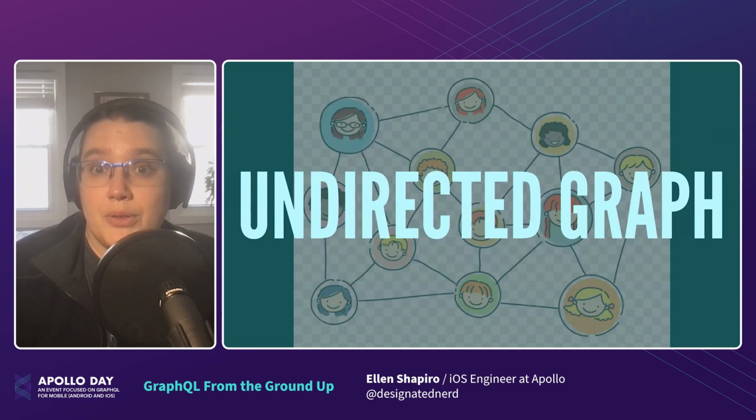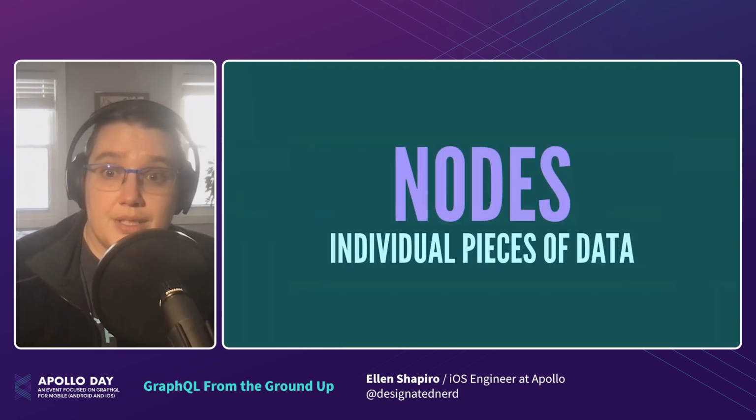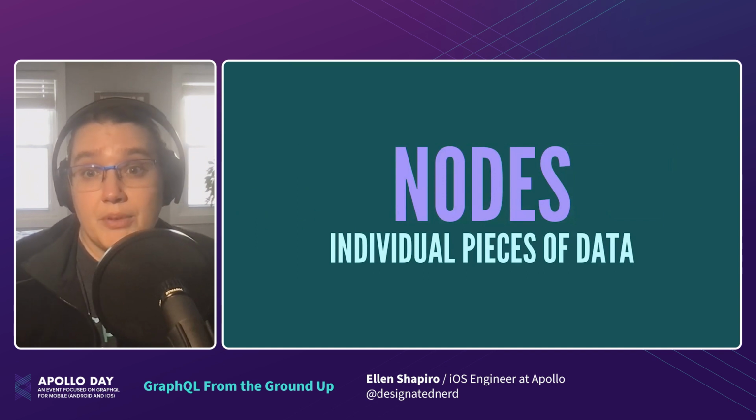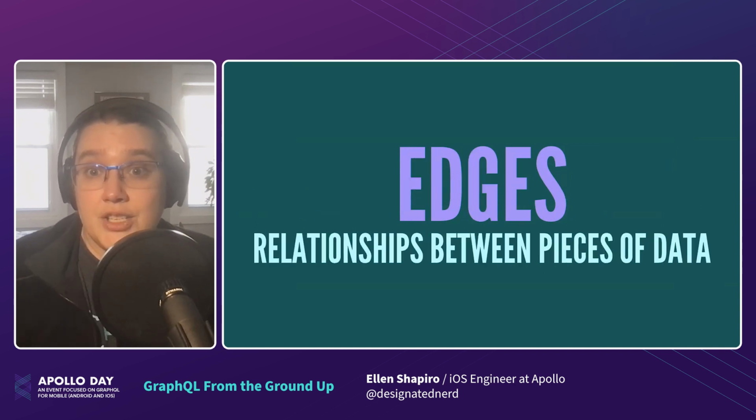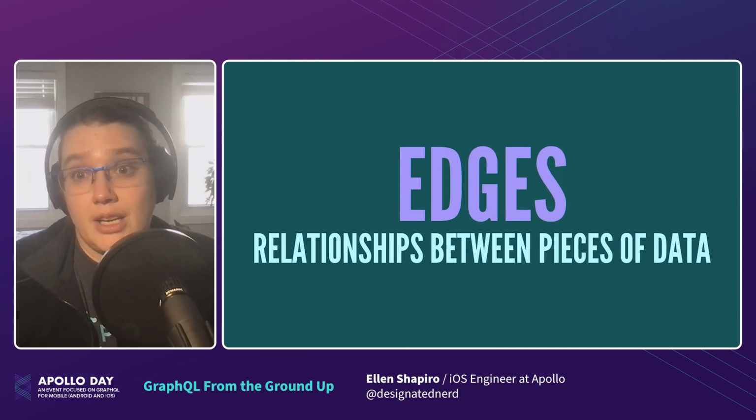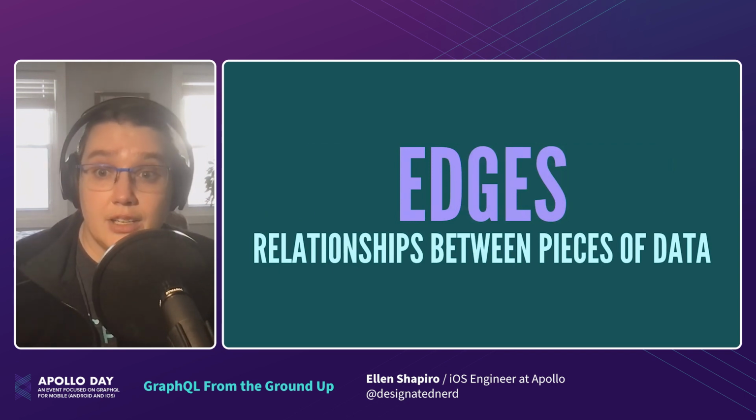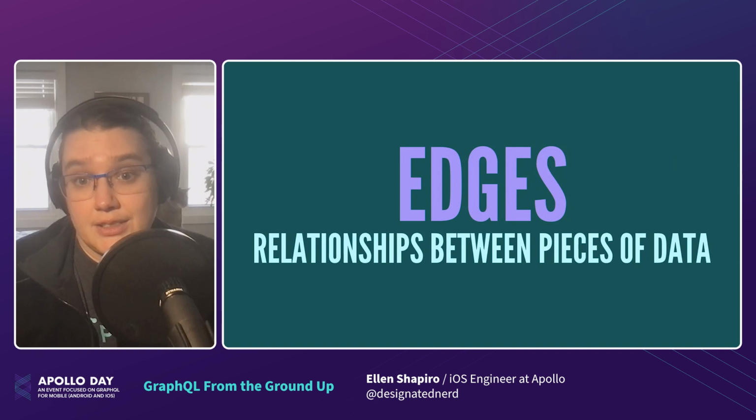And you can see that both kinds of graph have two general things in common. The nodes are individual pieces of data, which in both diagrams were represented as the circles, and then the edges, or the relationships between the pieces of data, which were represented by the arrows in the directed graph and by lines in the undirected graph.